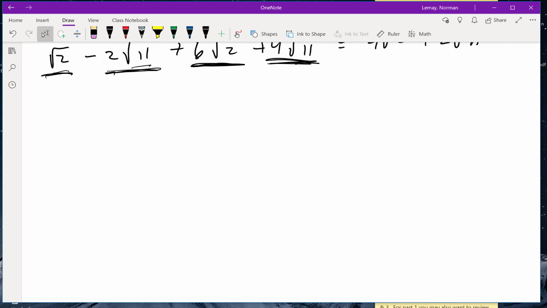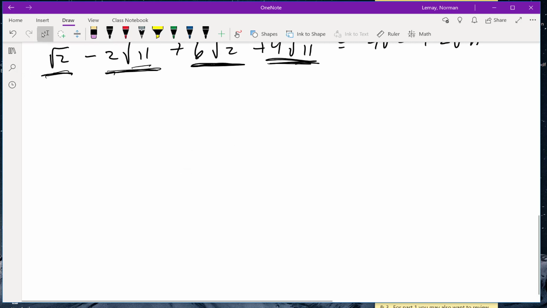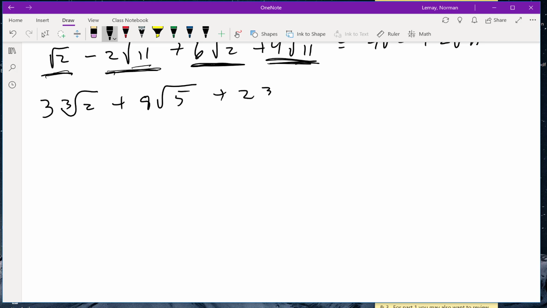So again, keeping apples with apples and oranges with oranges. Let's take a look at 3 cubed root of 2 plus 8 square root of 5 plus 2 cubed root of 54 plus the square root of 125. All right, so let's see if we can do some cleanup work here and combine similar radicals.